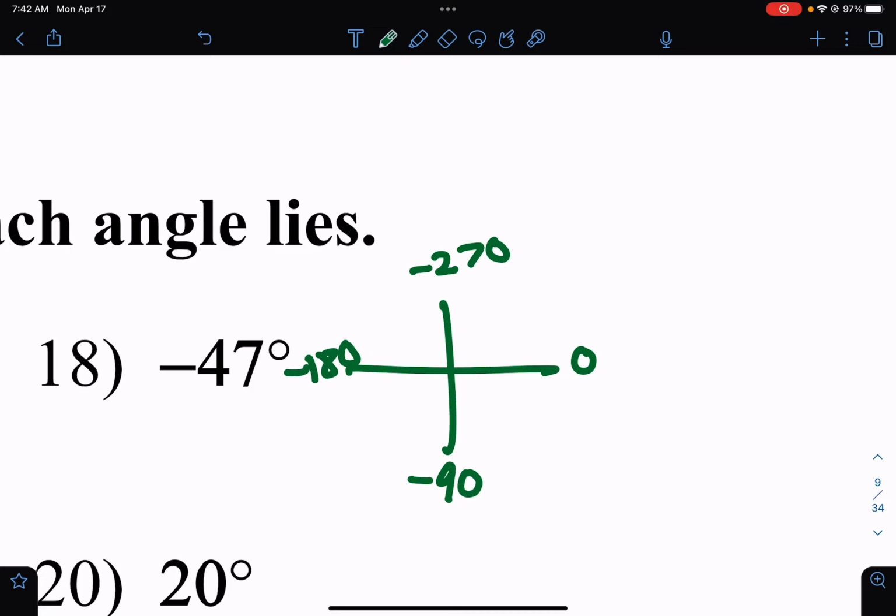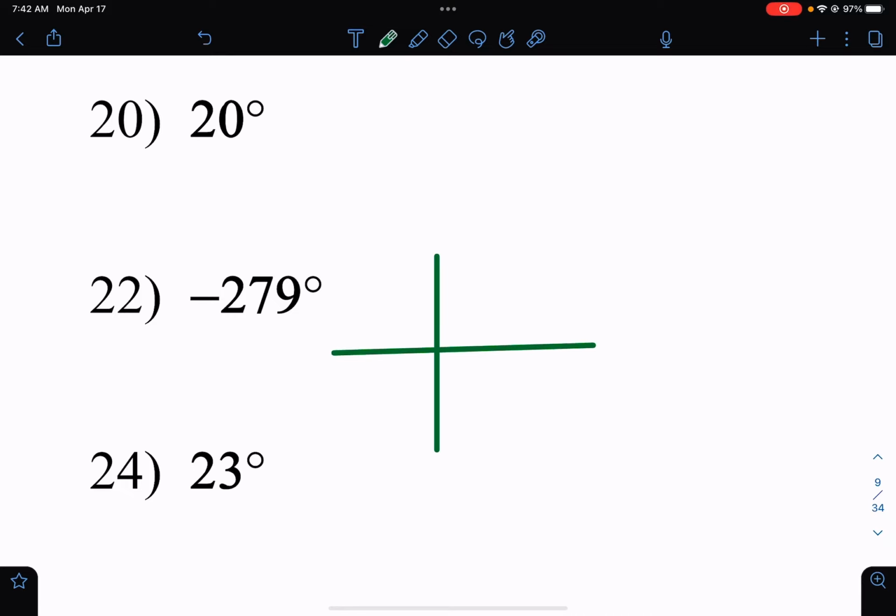All right. Why don't we try number 22? I think that one's kind of tricky. So this one, again, is negative. So we would do negative 90, negative 180, negative 270. If we go around in the negative direction, we would end up right here, which is going to get us in quadrant 1.